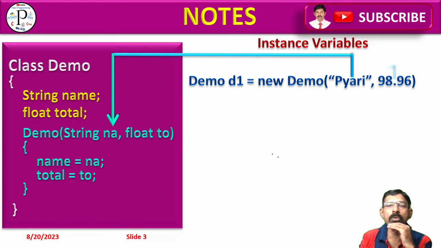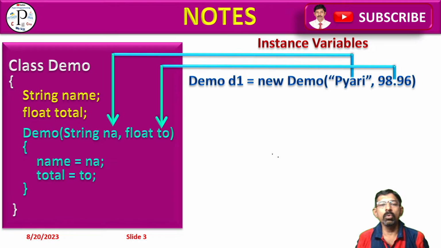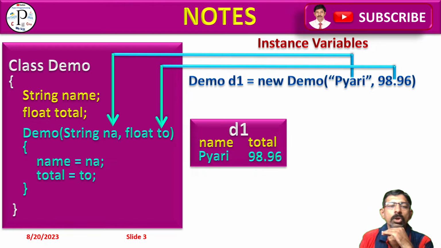So NA will be assigned to this, and this will be assigned to your TO. Got it? Now, after that, what will happen? It will create an object called D1, where the instance variable name will contain Pyari, because NA is assigning its value to name and TO is assigning its value to total. Because of that, it is 98.96.